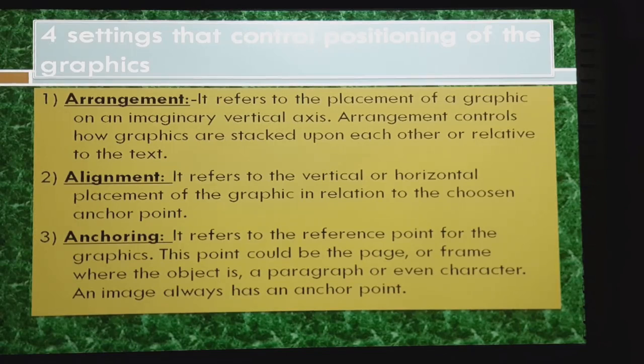The first setting is arrangement. The second one is alignment. What is actually alignment? It refers to the vertical or horizontal placement of graphics in relation to the chosen anchor point. Now here one term came up, anchor point. Anchor point is a specific point based on which our arrangement or alignment needs to be done. Okay, so here we will simply choose a vertical or horizontal placement of graphics.